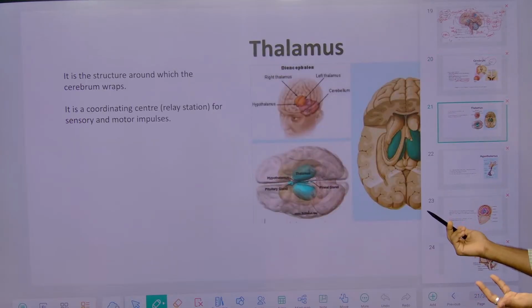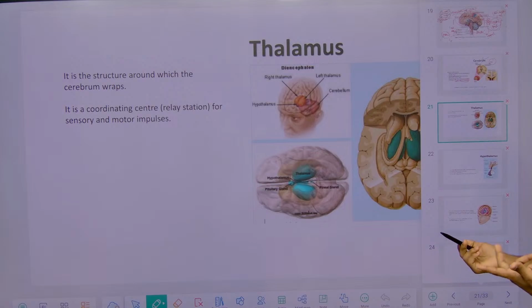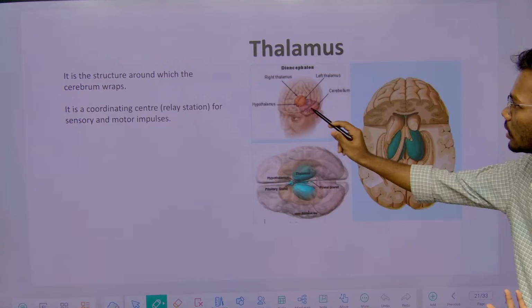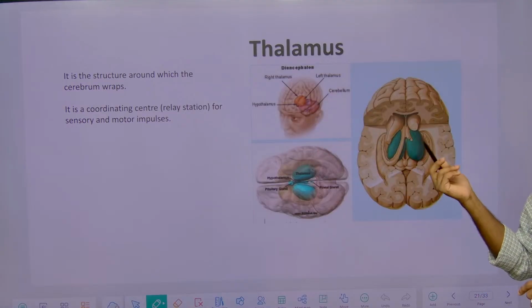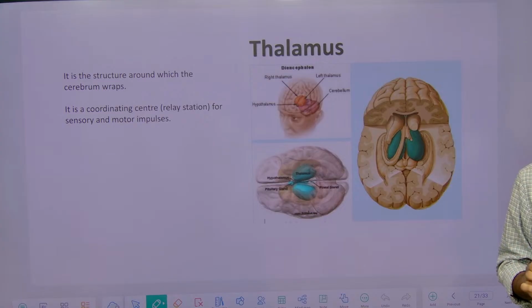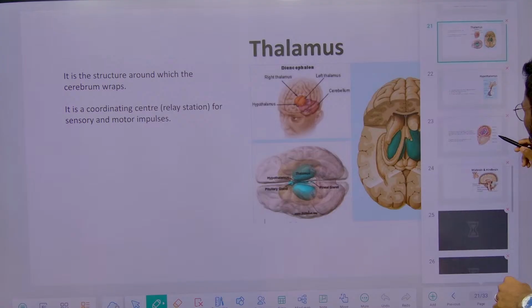Next one, about thalamus. It is the structure around which the cerebrum wraps. So this thalamus is surrounded by all this cerebrum, right? It is also controlling the motor and sensory information, signals, right?